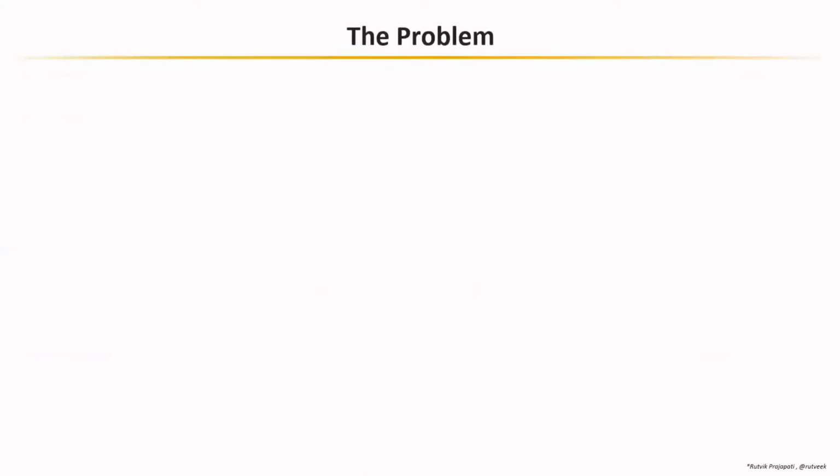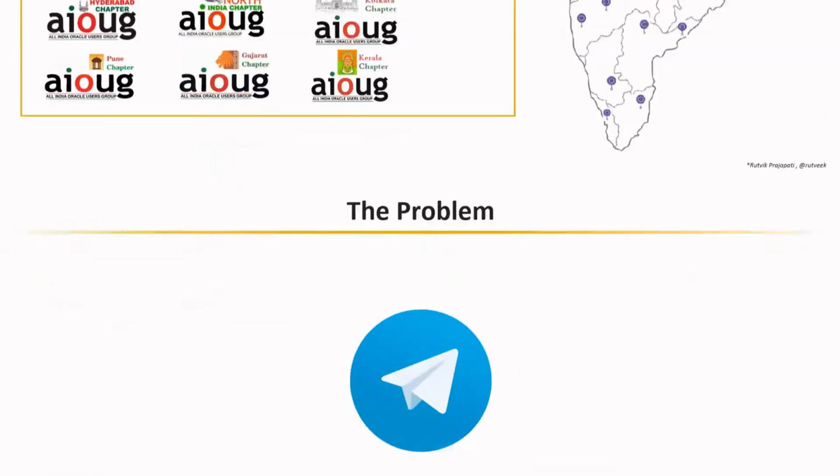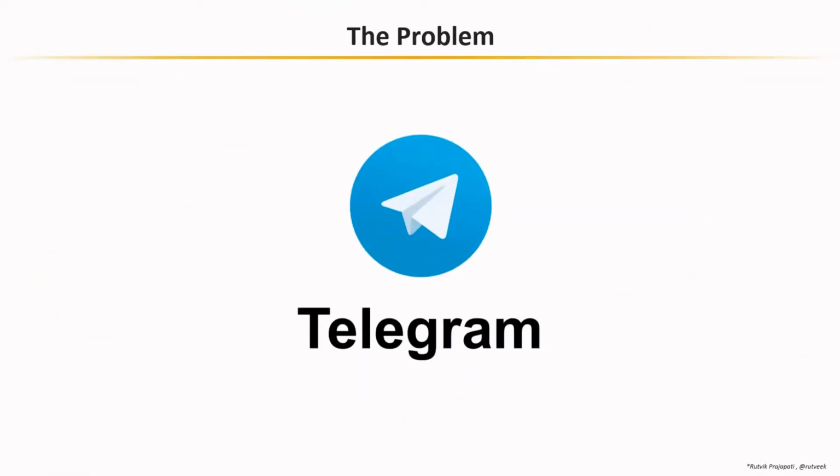So let me introduce you to the problem. As I told you, I'm part of the All India Oracle Users Group. This is our main group, which is for all across India. And for different cities across India, we run local chapters. What happened before the COVID time? We used to have a monthly in-person event for each of these chapters. And to communicate with all the members of the different chapters, we are using Telegram as our official channel for communication.